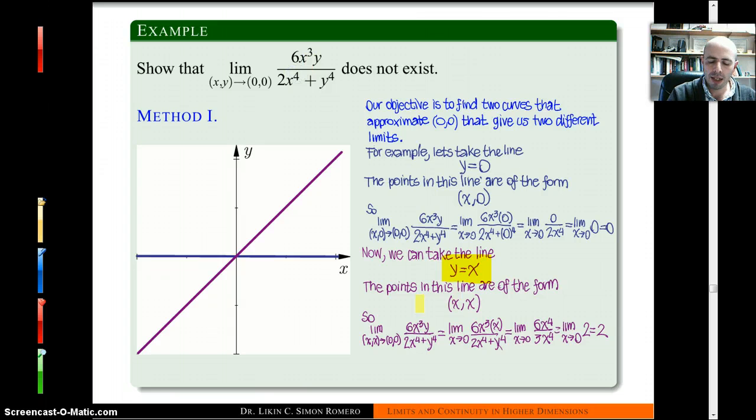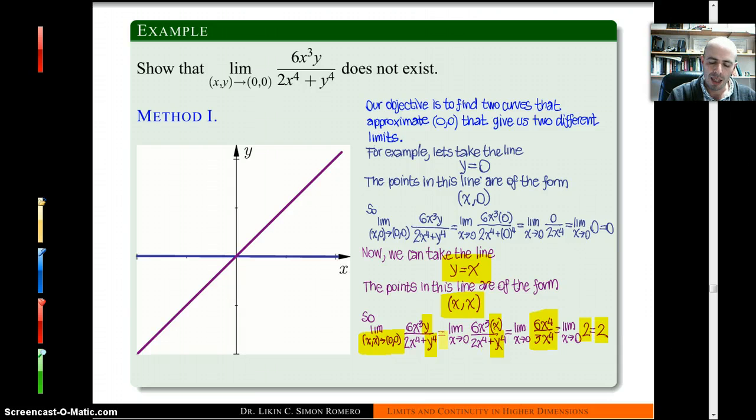When you take y equal to x, all the points of this line are in the form x, x. So I replace y with x, and then notice that the top and the bottom are going to have the same power of x, so the x's are going to cancel out. We end up with 6 over 3, and 6 over 3 is equal to 2. The limit when x approaches 0 of 2 is equal to 2.